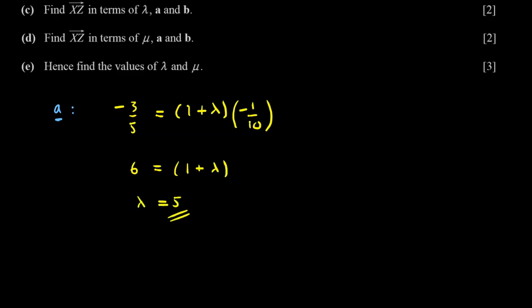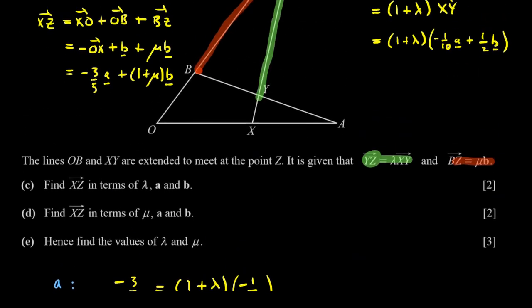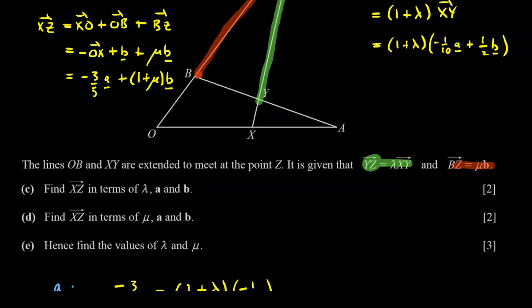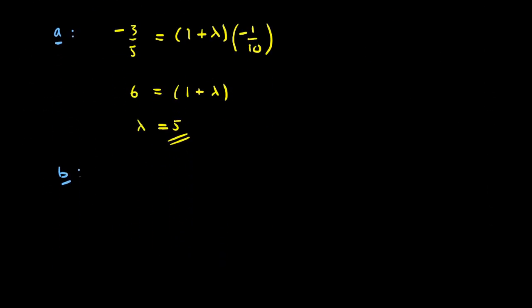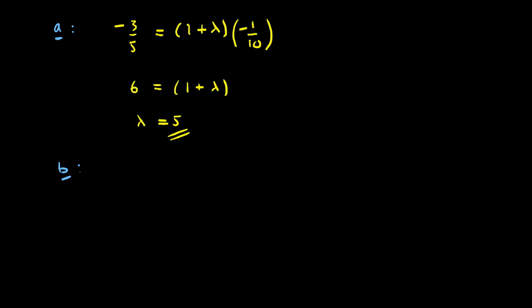So that's our lambda. And then we can do the same thing. We can compare for B. If we compare for B, what are we going to get? Well, for this vector, our B component is 1 plus mu. And for this one, we've got a half, but times 1 plus lambda. So what we're going to do is write down 1 plus mu.